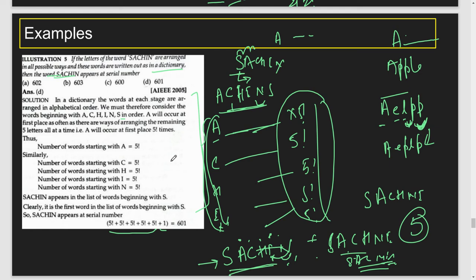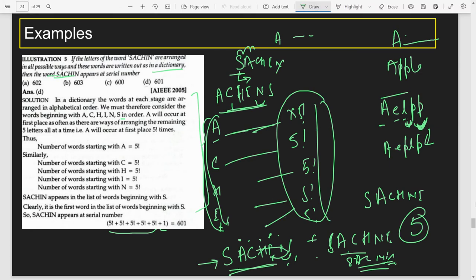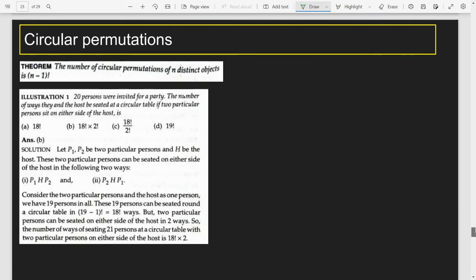So obviously there are a lot of examples in the book. I think it's clear, and obviously this thing will be clearer as we do more examples.